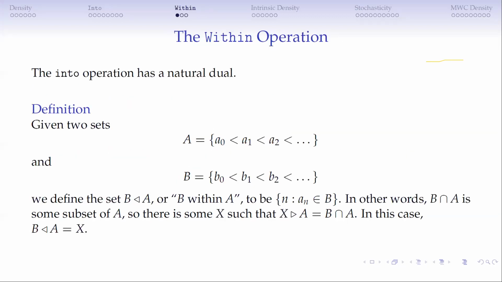The within operation is a natural dual to the into operation. So once again, we're given two sets, and we define B within A to be the set of n such that the nth element of A is in B.